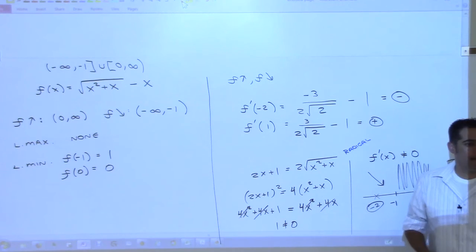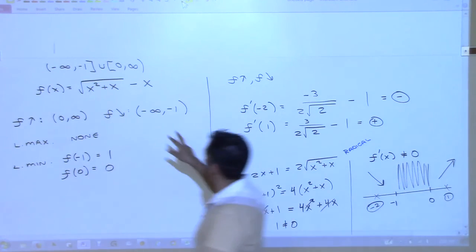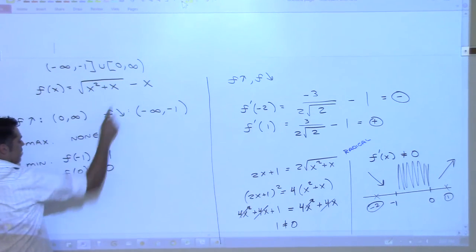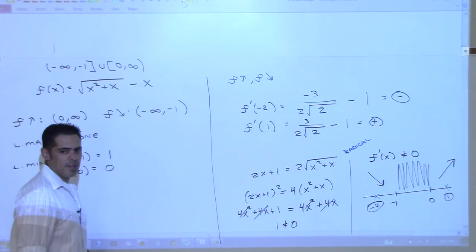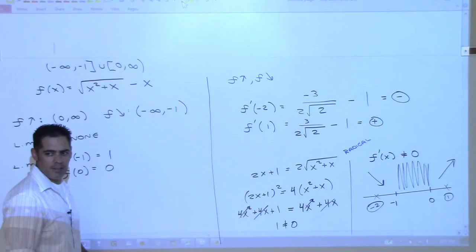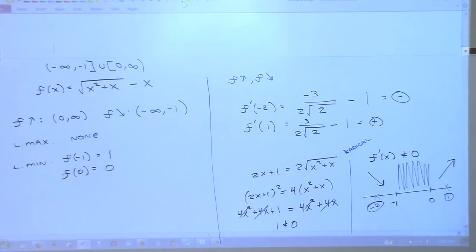Aren't the points supposed to go into the original function? I did plug them into the original function. Oh, okay. Yeah, -1 went in here, and then 0 went in here. All right, do y'all want to look at it yet, or y'all want to work with the second derivative? Second? Let's do the second, then we'll graph it, okay? And then we'll see how we did.